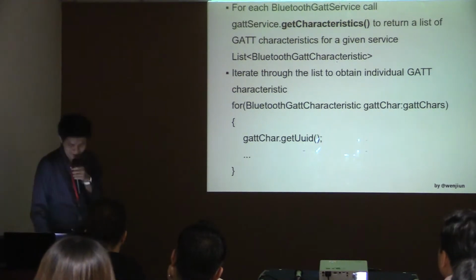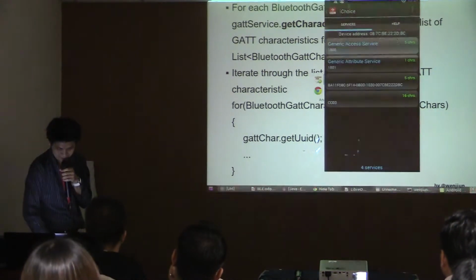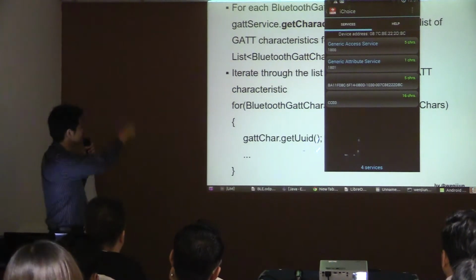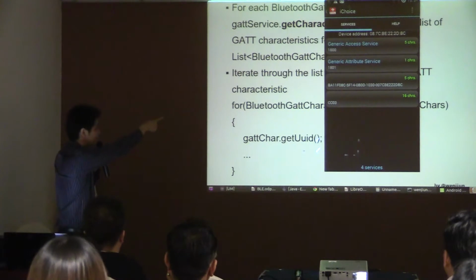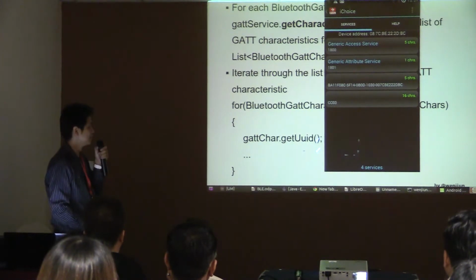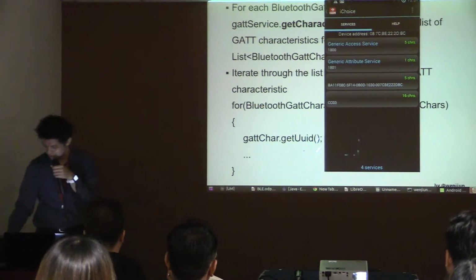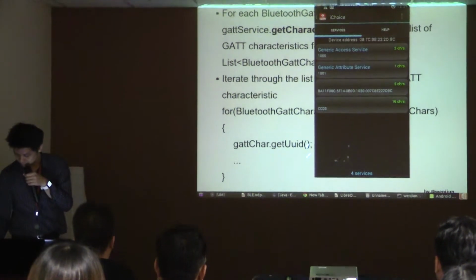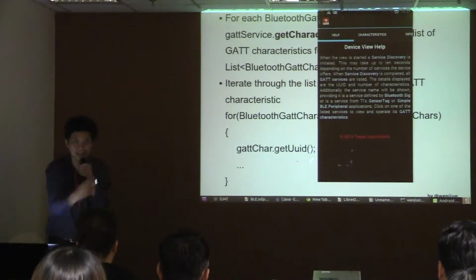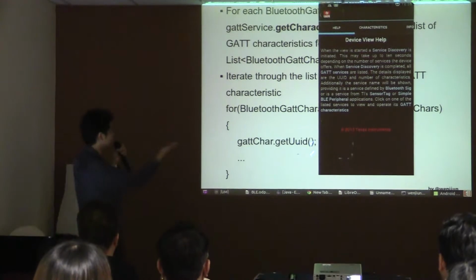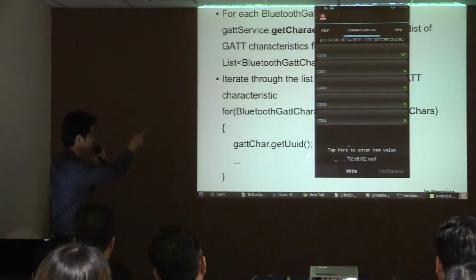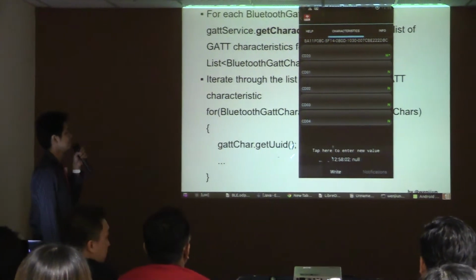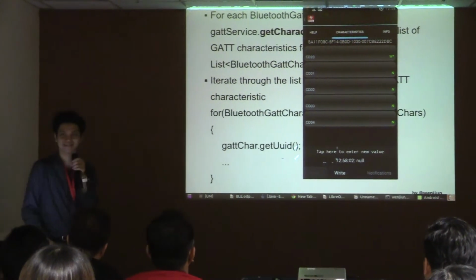Correct. So you see, once I have a service, the reference, just call getCharacteristics. I access and call getCharacteristics. It returns all the characteristics: read, notify, and write. Don't know what it is.